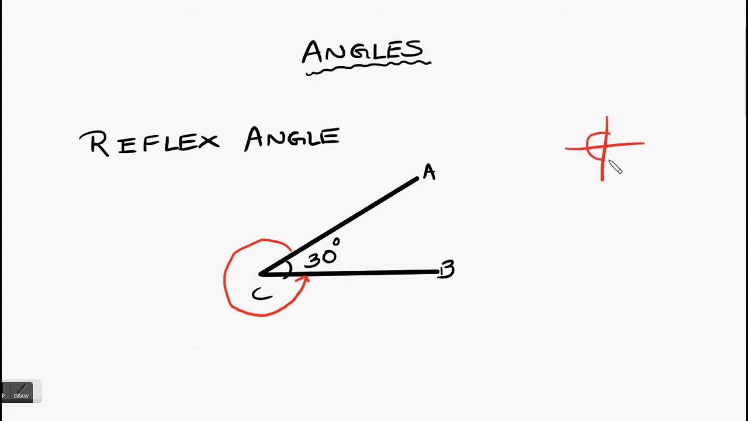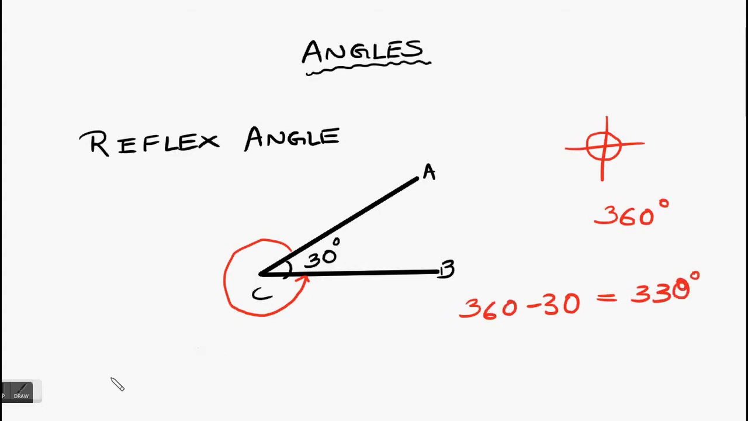As you know, in a circle, the sum of all the angles, all the quadrants, is equal to 360 degrees. So obviously, if you take the exterior angle, the interior is 30 degrees, and if I take the exterior one, which I have circled in red, that angle will be equal to 360 minus 30, which will be equal to 330 degrees.